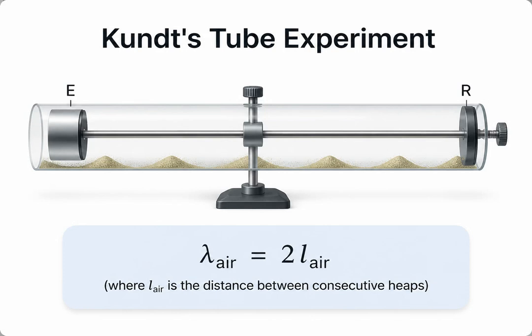In 1868, August Kundt devised a brilliant apparatus to visualize stationary waves in gases. Kundt's tube consists of a glass tube containing a light powder like lycopodium. A longitudinally vibrating rod projects into the tube, sending sound waves that reflect off the far end. By adjusting the tube's length, we establish resonance. The powder is violently agitated at the antinodes and settles into neat, quiet heaps at the nodes. Measuring the distance between these heaps gives us the wavelength of sound in the gas.